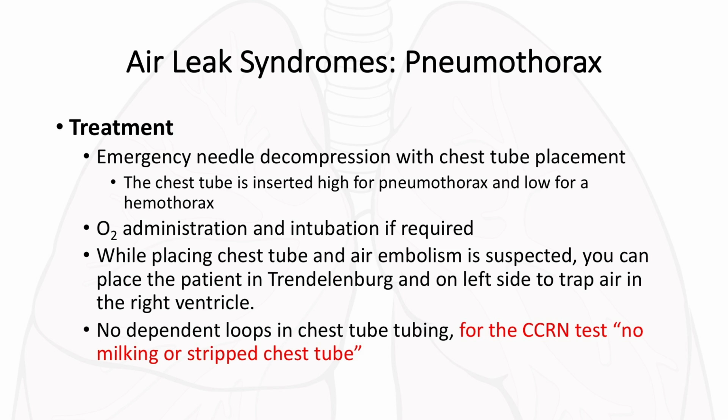While placing the chest tube, if an air embolism is suspected, you can place the patient in Trendelenburg on the left side to trap air in the right ventricle. Just some care for the chest tube patients: make sure there are no dependent loops in the chest tubing. And for the CCRN test, no milking or stripping the chest tube. This is just for the CCRN test. Often you'll see physicians or advanced practice professionals milking or stripping chest tubes to remove clots, that sort of nature, get rid of all the fibrotic tissue inside that chest tube. But for the CCRN test, do not milk or strip chest tubes.